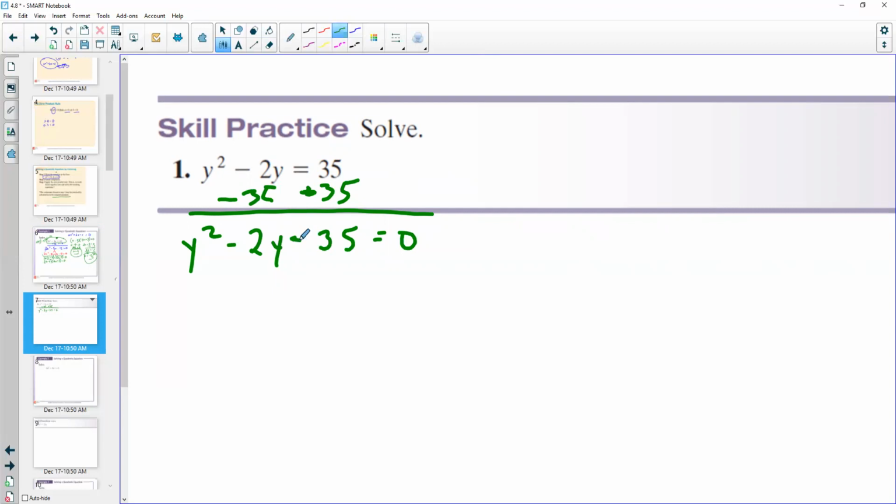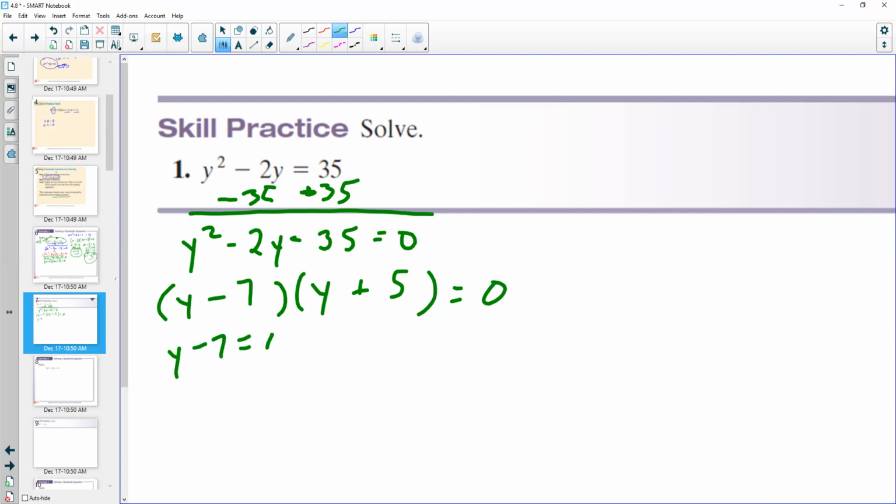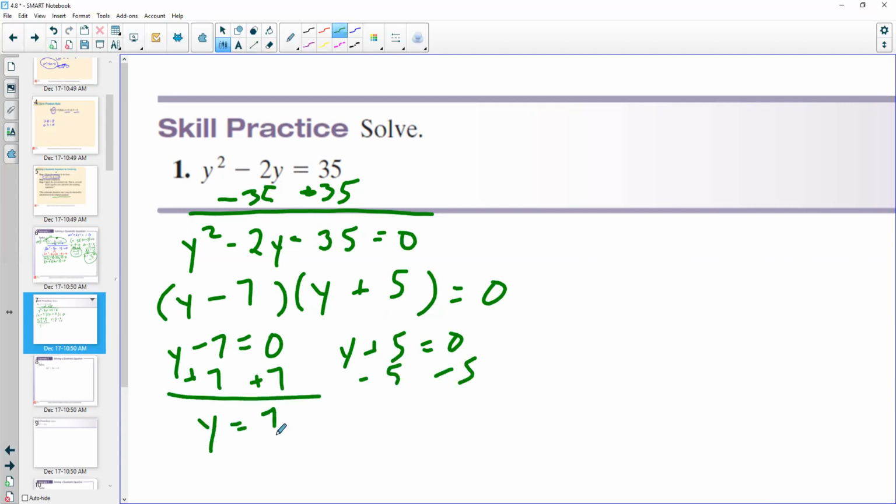So I need the signs to be different, right? Because I'm going to have a negative 35. So I need 1 minus and 1 plus. 7 times 5 is 35. I would need it to be a negative 7 and a positive 5. Still equals 0. Don't lose that, okay? So now zero product rule says I can write y minus 7 equals 0 and y plus 5 equals 0 and solve for y. So over here, I'm going to get positive 7. And over here, I'm going to get negative 5. And it's finished. Okay, let's try another one.